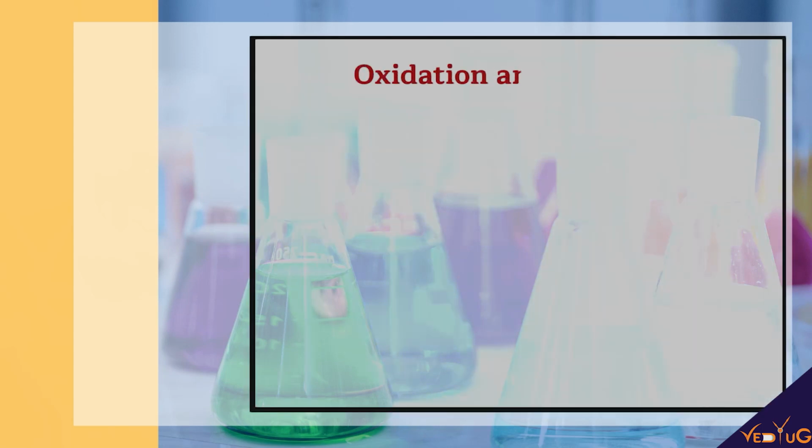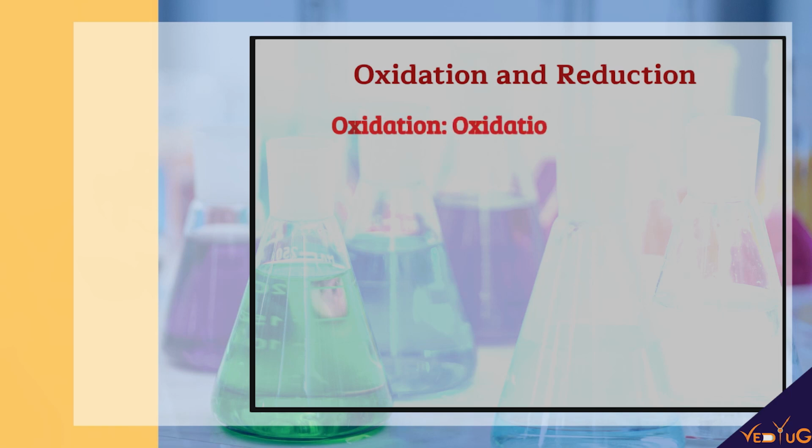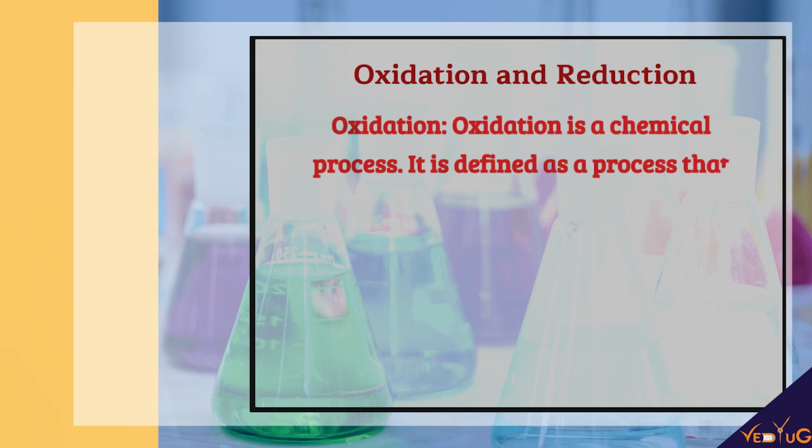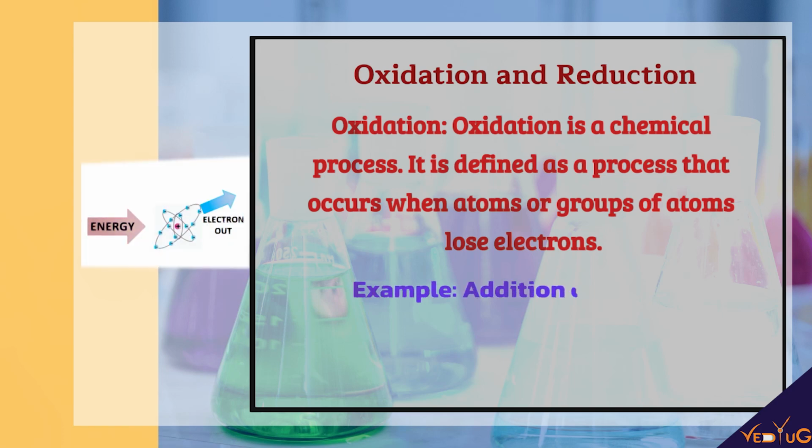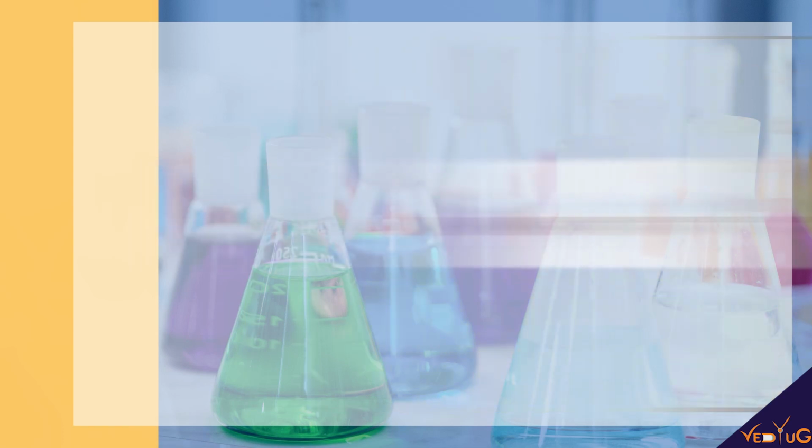Let us now learn about oxidation and reduction. Oxidation is nothing but a chemical process. It is defined as a process that occurs when atoms or group of atoms lose electrons. For example, addition of oxygen. You can see the chemical equation written down below. When carbon is treated with oxygen, we get carbon dioxide.